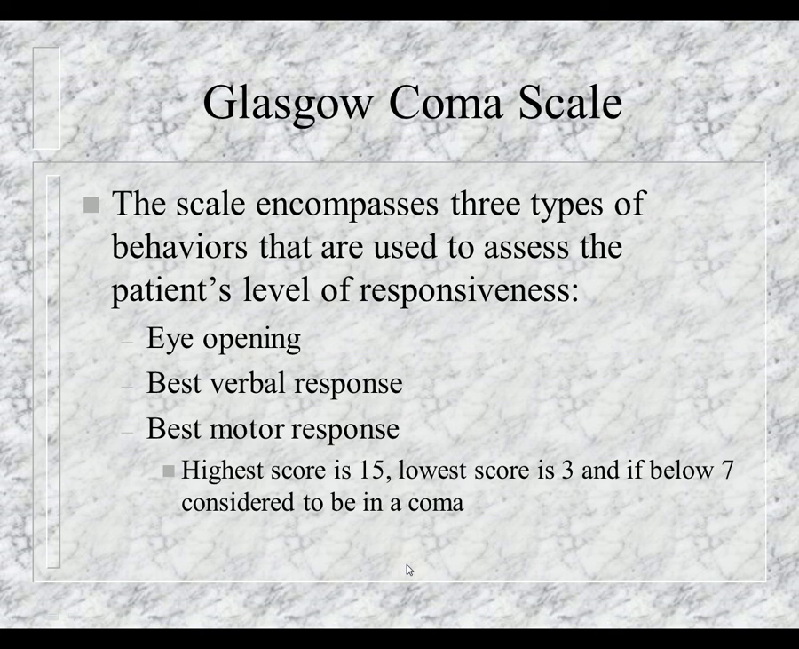The Glasgow coma scale is a scale that encompasses 3 types of behavior. If you'll remember with this one, you're looking at eye opening, the best verbal response, and the best motor response. Remember, the highest score you can get on a Glasgow coma scale is 15, and the lowest is 3. If it's below a 7, then you're considered to be in a coma.